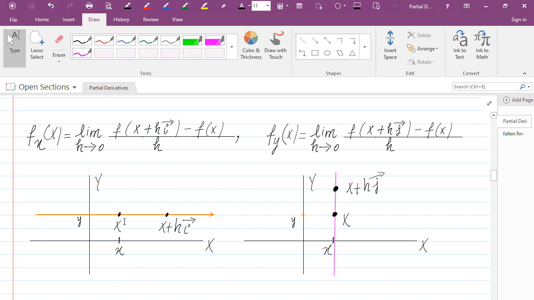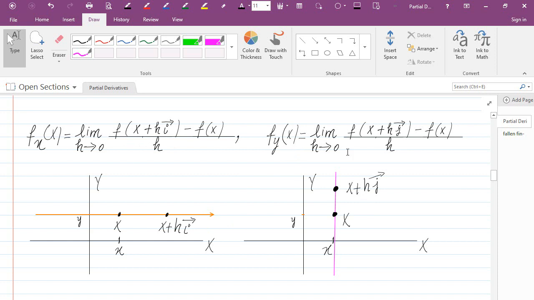Here is X and here is X plus h i. In the numerator we have the change in f when we change the input from capital X to capital X plus h i, and in the denominator is how much change is made in the input in the direction of i. So this ratio, we can think of as the rate of change of f as the input changes in the direction of i. So this is the rate of change of f in the direction of i.